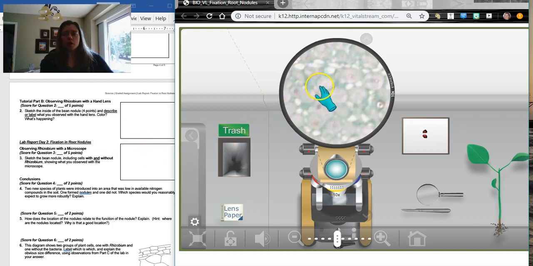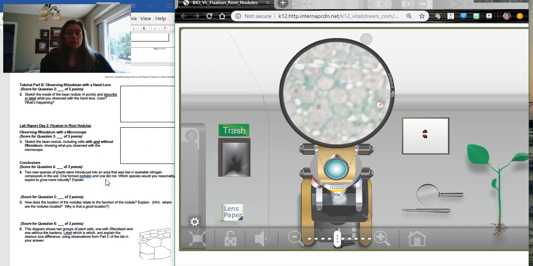Okay, so that's what you would draw, recreate that, and label it. So infected cells or rhizobial cells, these little white ones are not. They have no rhizobium. And these dots that you see here, those are nuclei.